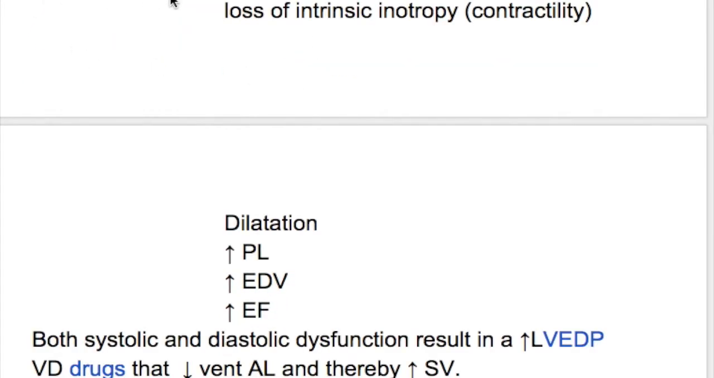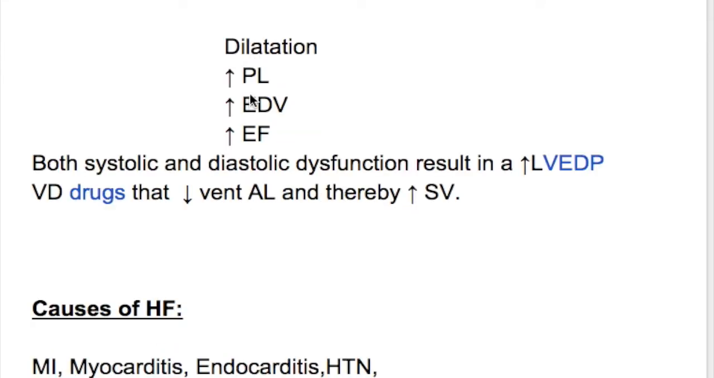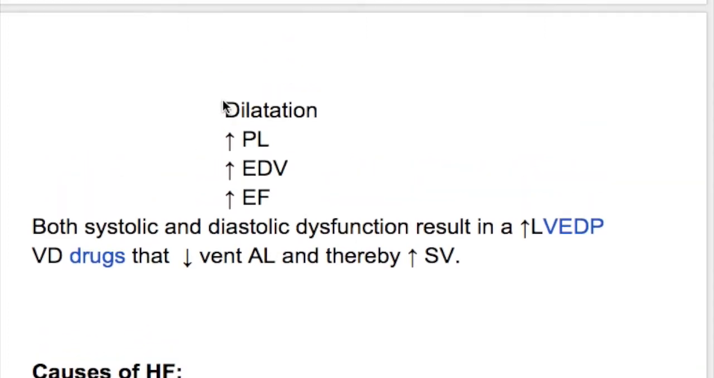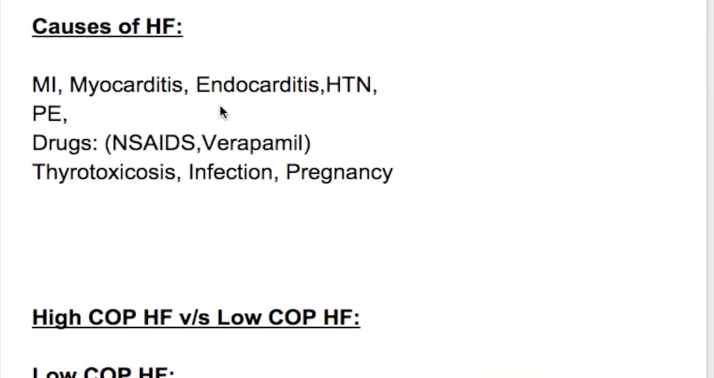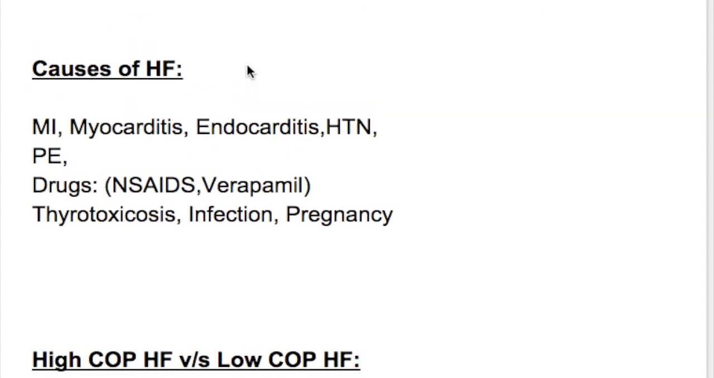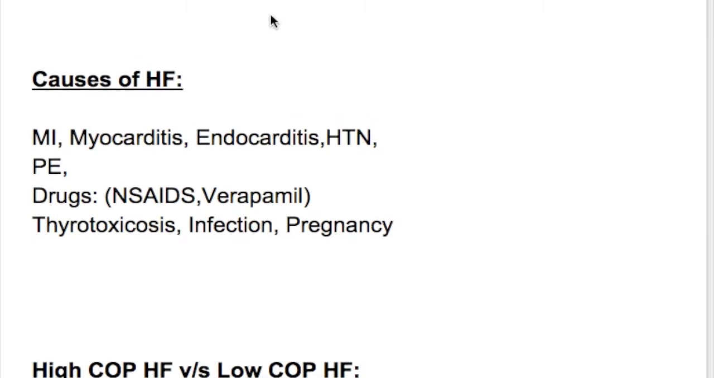What are the effects of systolic dysfunction or systolic heart failure? There is loss of contractility, loss of power, so that decreases the stroke volume and cardiac output. There is dilatation, increase in preload and increase in end diastolic volume, and a decrease in ejection fraction. One thing common to both systolic and diastolic failure is that the left ventricular end diastolic pressure is increased in both systolic and diastolic failure.